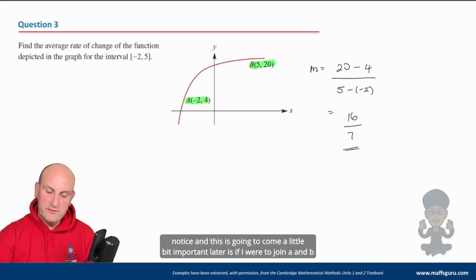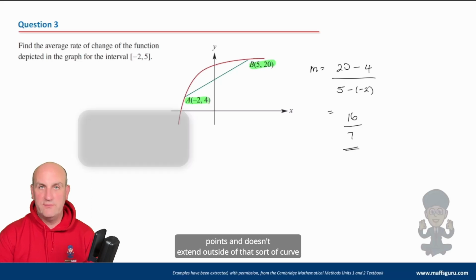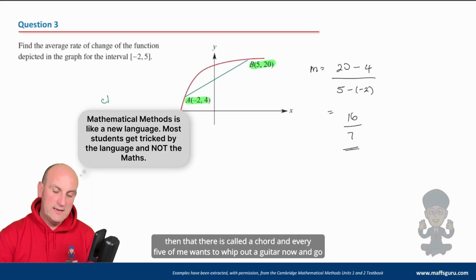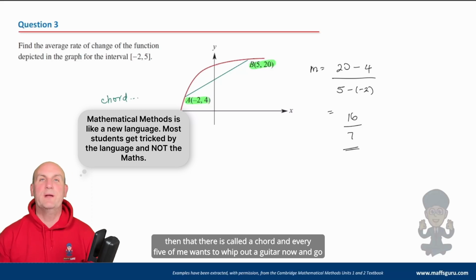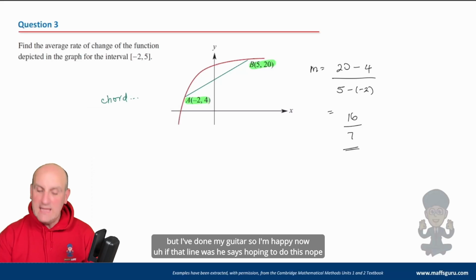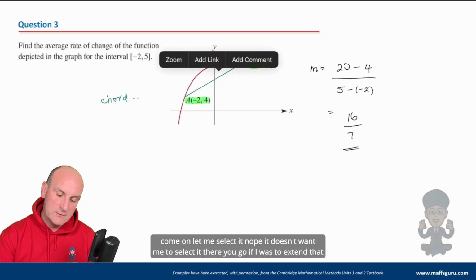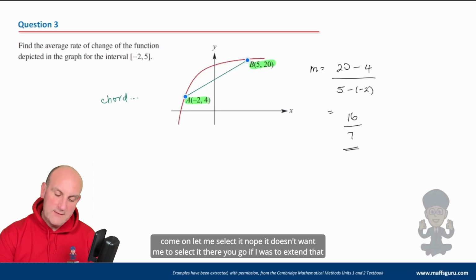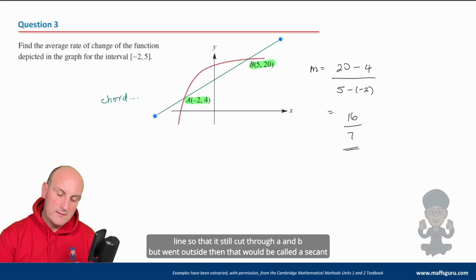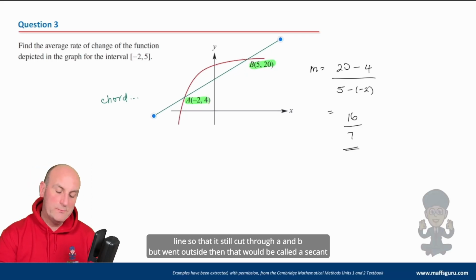Now, one other thing to notice, and this is going to become a little bit important later, is if I were to join A and B together with a line that connects those 2 points and doesn't extend outside of that sort of curve, then that there is called a chord. And every fibre of me wants to whip out a guitar now, but I've done my air guitar, so I'm happy now. If I was to extend that line so that it still cut through A and B, but went outside, then that would be called a secant.